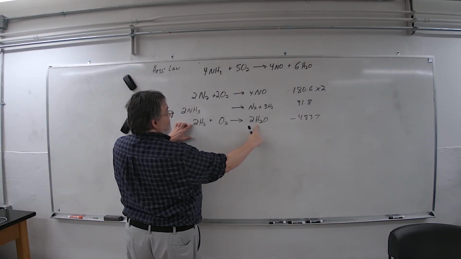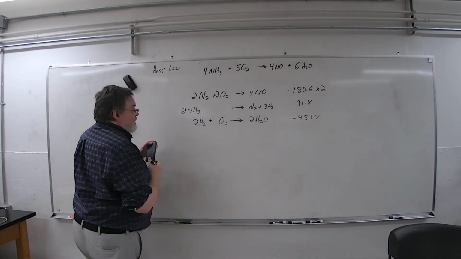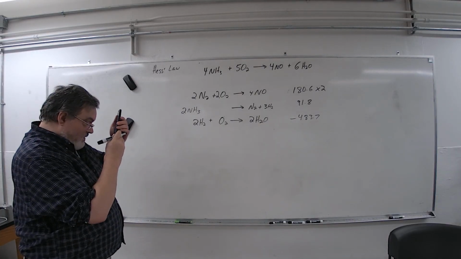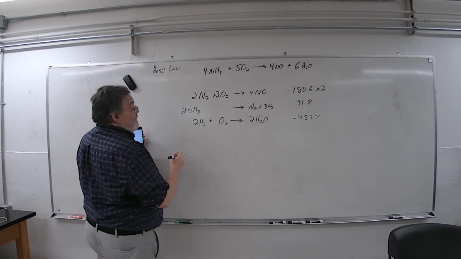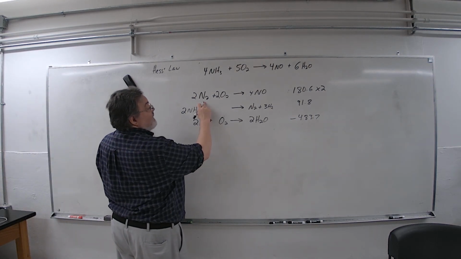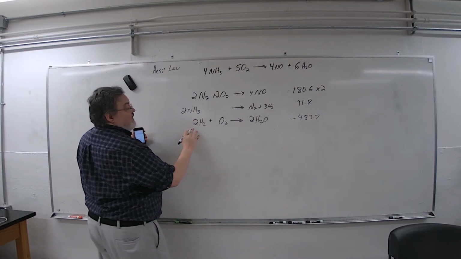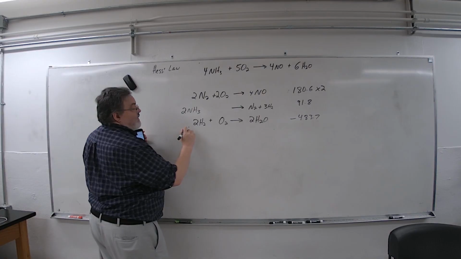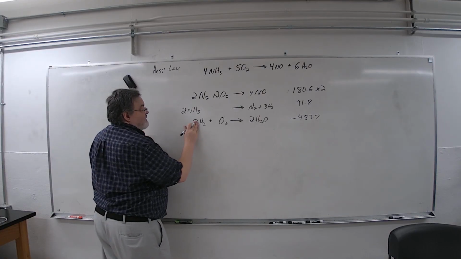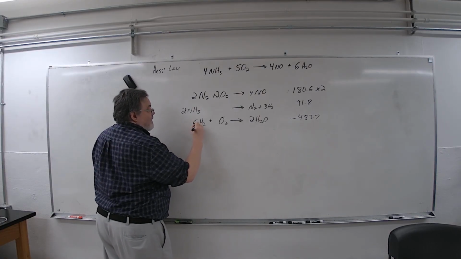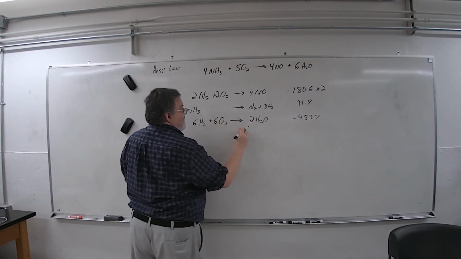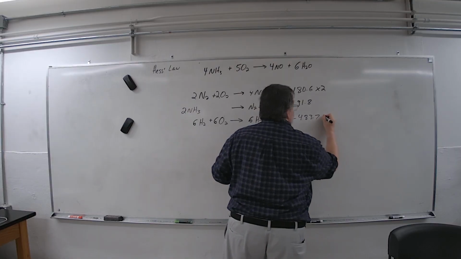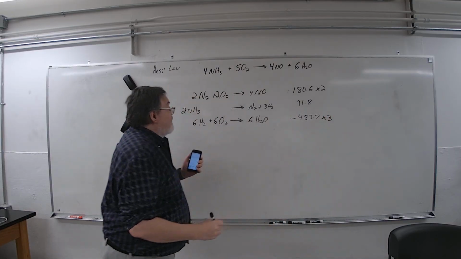Still got this H2 to deal with. It's 2 H2, alright. Still got that to get rid of. Alright. So I'm going to multiply through here by, what did I say, 3. 2 times 3 is 6. Times 6. 2 times 3 is 6. This times 3. What did that do?